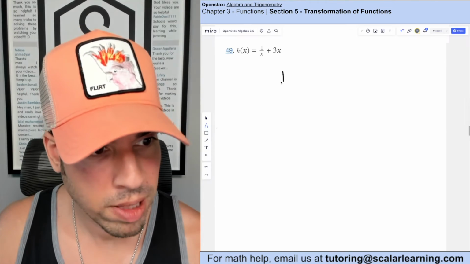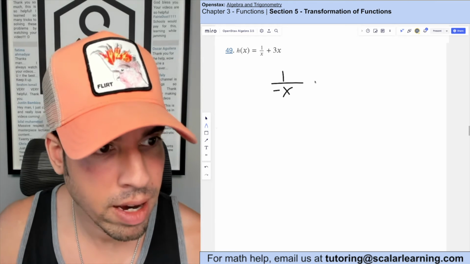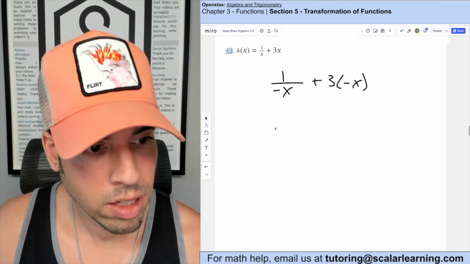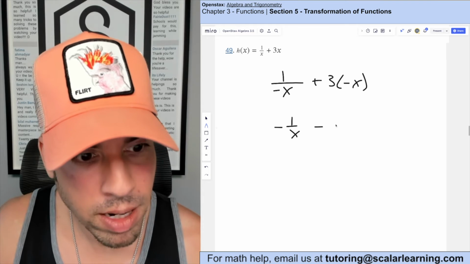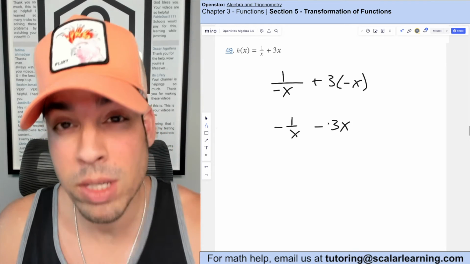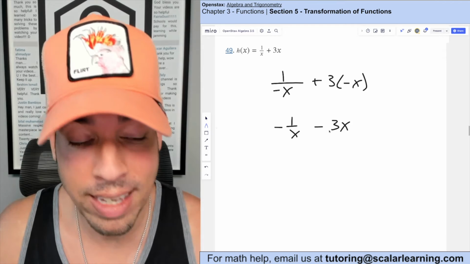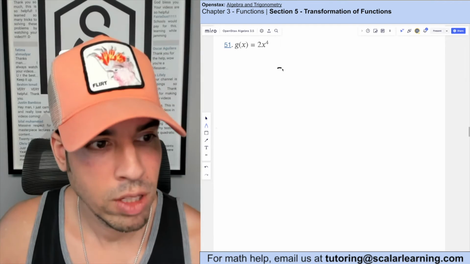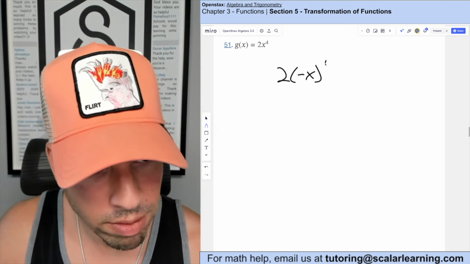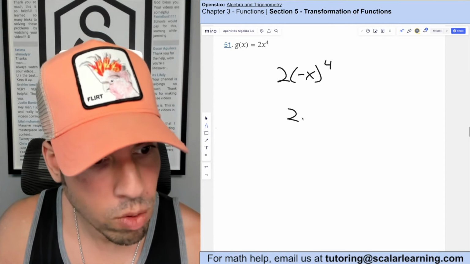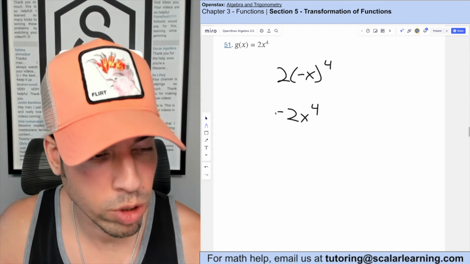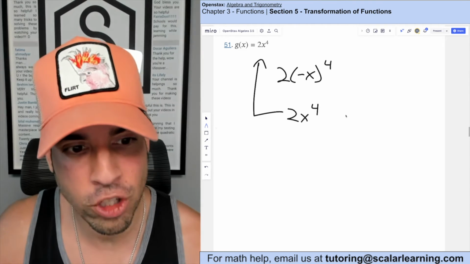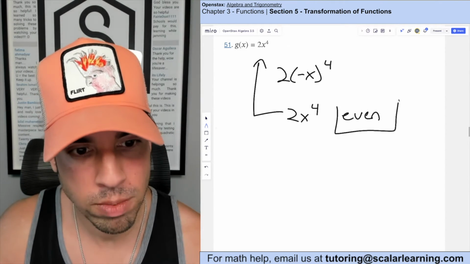So again, we're going to replace all the x's with negative x like so. And this gives us negative 1 over x minus 3x, meaning everything is flipped. The entire function has been negated, which makes this an odd function. Boom, done. For this one, if we replace x with negative x, and then we raise it to the 4th power, it becomes 2x to the 4th, which is the exact same as the original function. Hence, this is even. Boom, done.